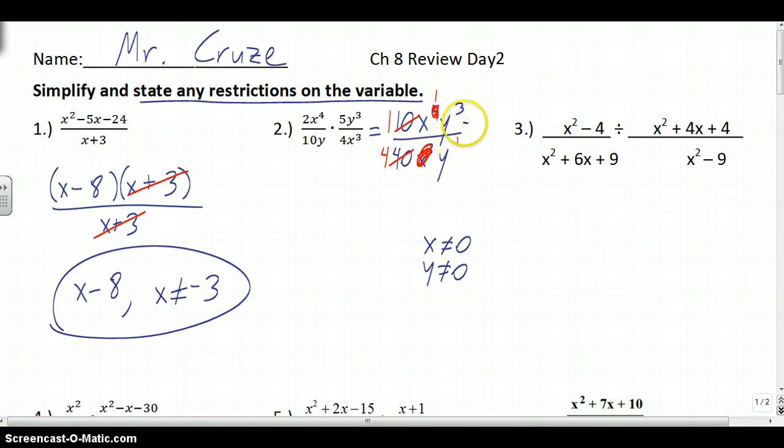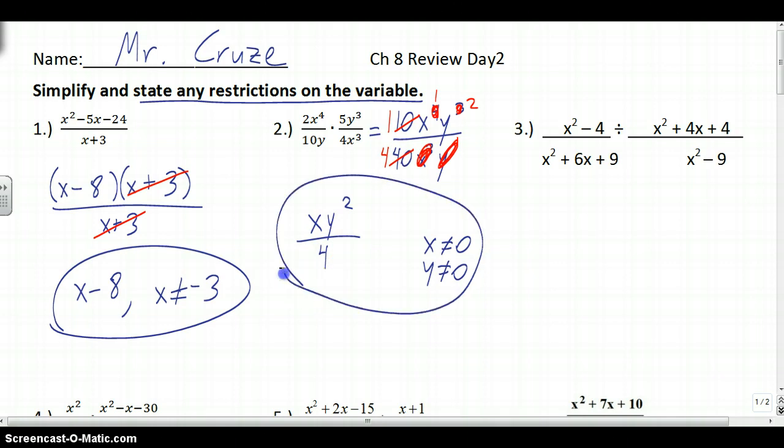Same with y cubed. I have 3 in the numerator and 1 in the denominator. Well, 1's going to cancel, leaving me with 2 in the numerator. So, in the numerator we have 1 x to the 1st, y to the 2nd. You don't need the 1. Over, the only thing in the denominator is a 4. Okay? As long as x and y aren't 0.